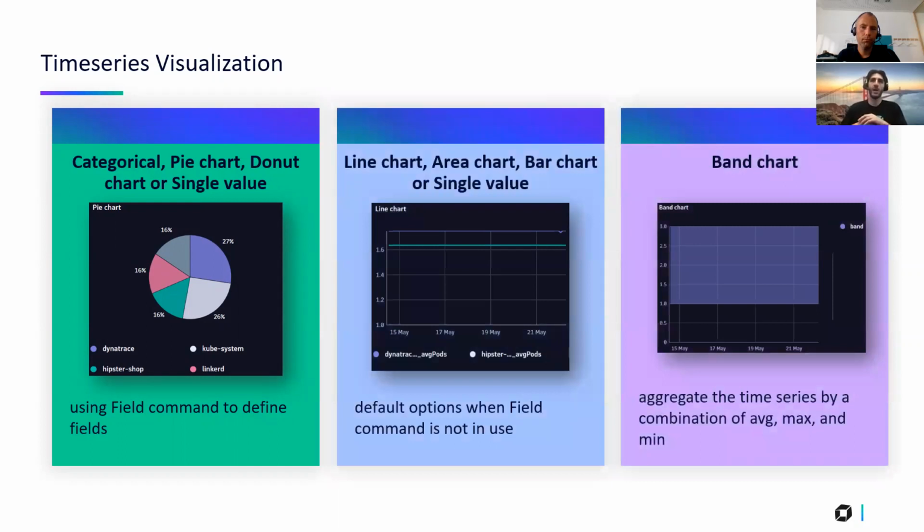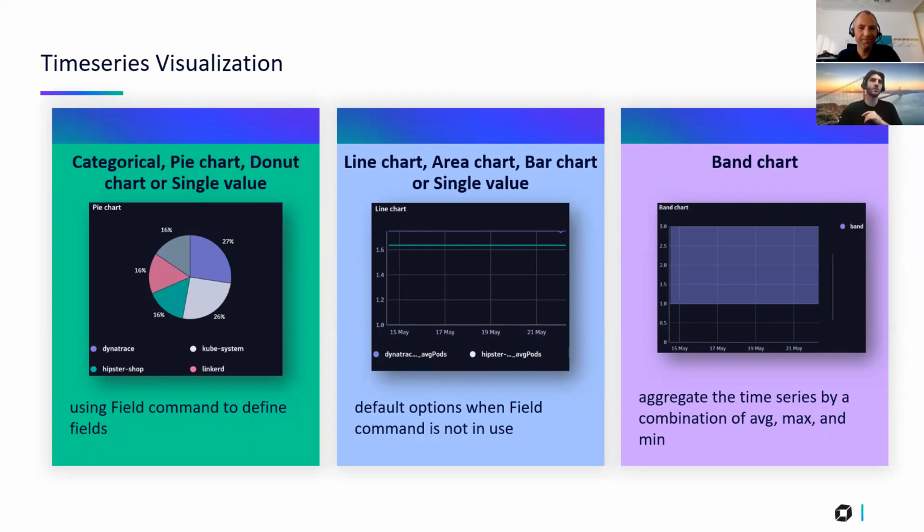And then there's the band chart. If in your time series you use a combination of average, max, and min aggregations on the same metric, you're presented with the ability to choose the band chart. Cool. So understanding how to get each of these visualizations to appear for you is based on the way you syntax your DQL.